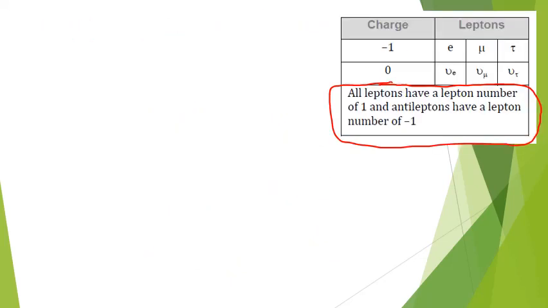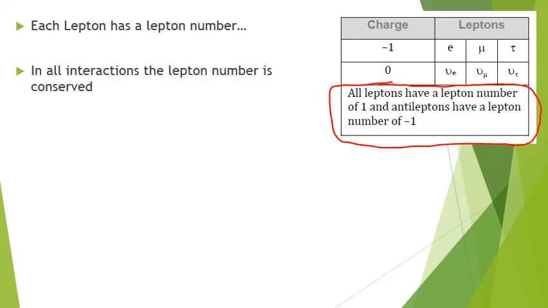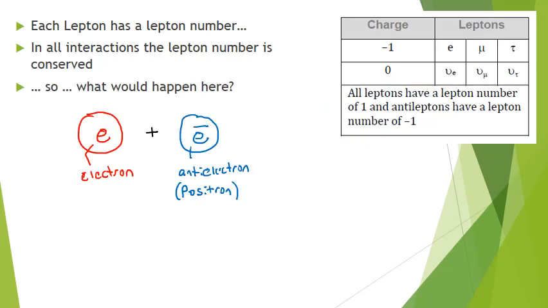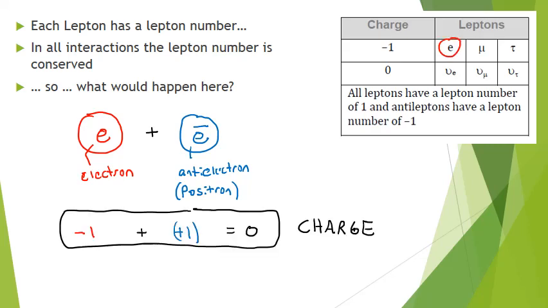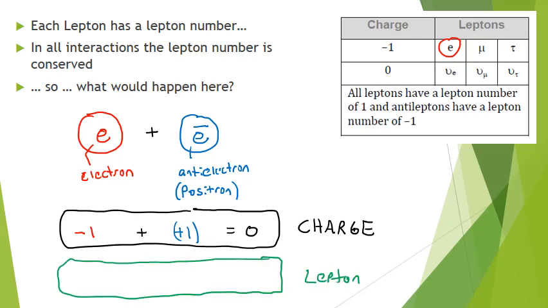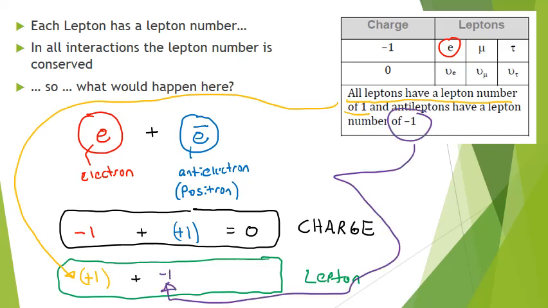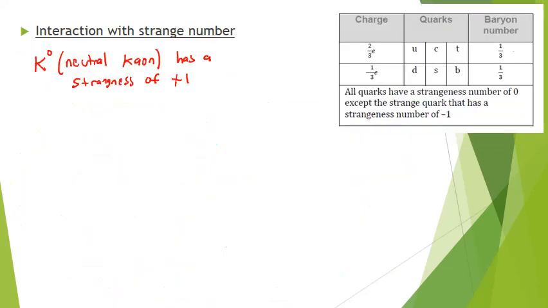Now, all leptons have a lepton number of 1. Anti-leptons have a lepton number of -1. And we know that all the lepton number must be conserved, just like the baryon number. So let's say we had an electron and an anti-electron or positron. What would happen, right? If you think about it in terms of charge, the electron's -1, the anti-electron would be +1. So we bring those together and we get 0 charge, right? With the lepton, we add up the lepton numbers and we get 0. So again, we get annihilation. The electron and the anti-electron annihilate, and we're left with energy again.